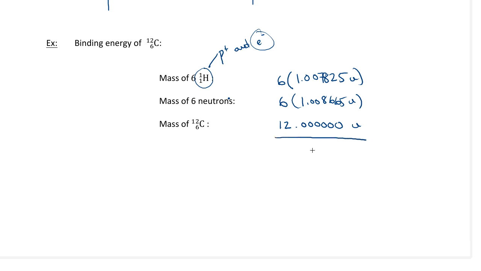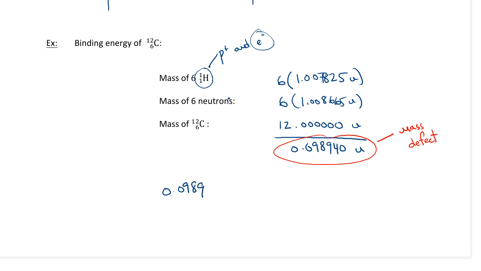So I multiply and then I subtract, and I get 0.098940 atomic mass units have gone missing. That's my mass defect, by how much the right-hand side of this equation is less in mass than the left side. So now that mass defect, we said, is equivalent to the binding energy. So I take my 0.098940 atomic mass units, and I use my equivalents of mass and energy.